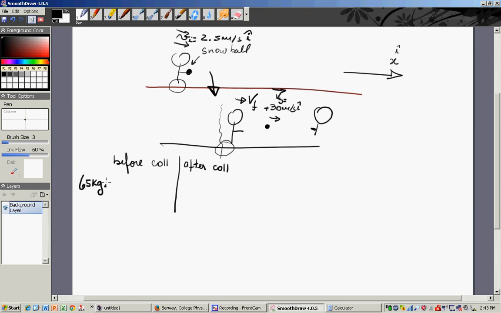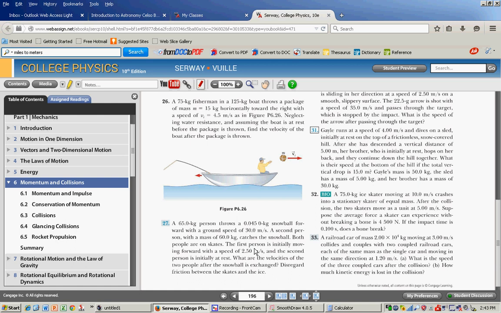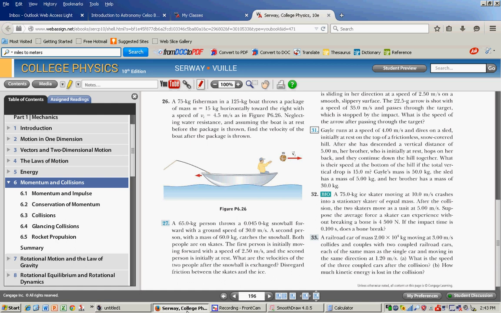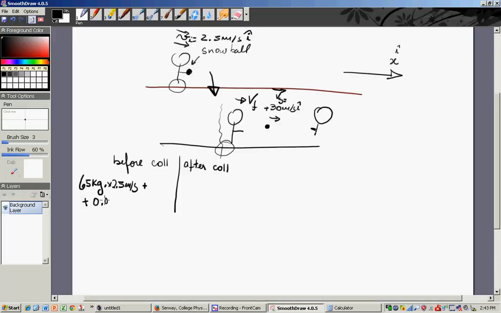Do I have that? I think I do. Moves forward with a velocity of 2.5 meters per second to the right. But I also have a snowball that has a mass, so I'm going to put plasma here, 0.045 kilograms, that has the same velocity, 2.5 meters per second.